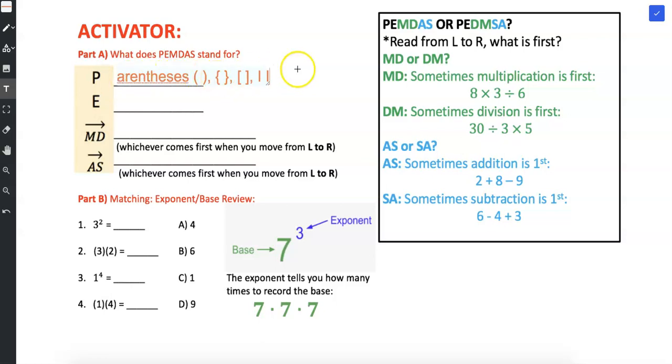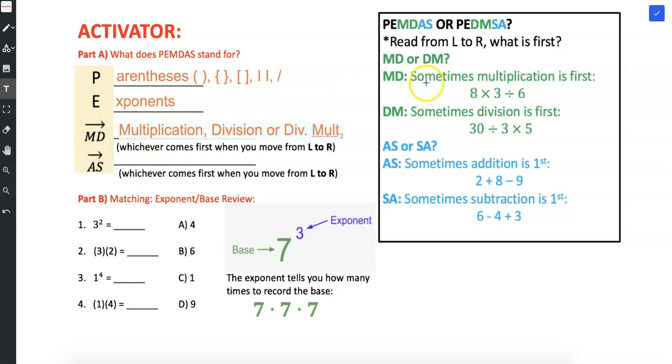It also includes things like when you have a fraction bar, you have to simplify the numerator before the denominator. We'll talk about that more another day. And then level 2 is exponents. And then after that, there's an arrow above this because it could be multiplication and then division, or it might be division and then multiplication.